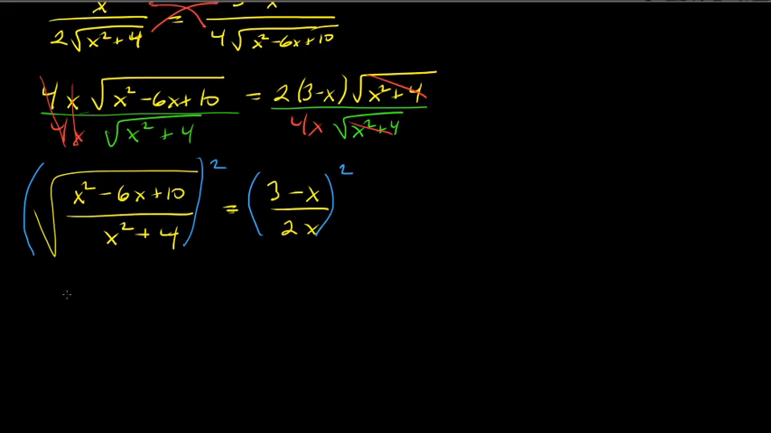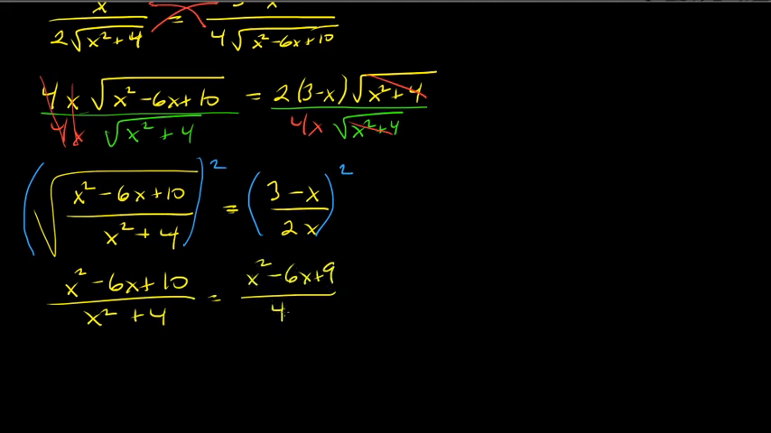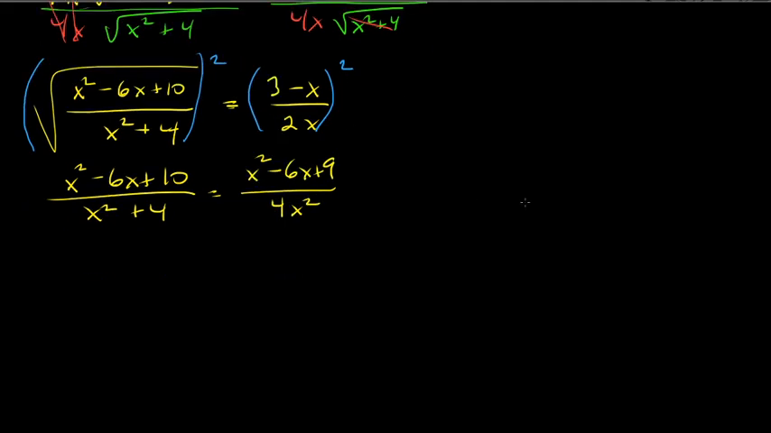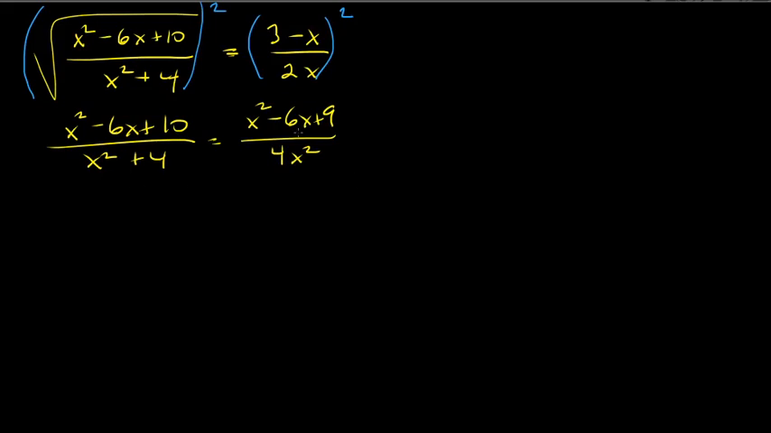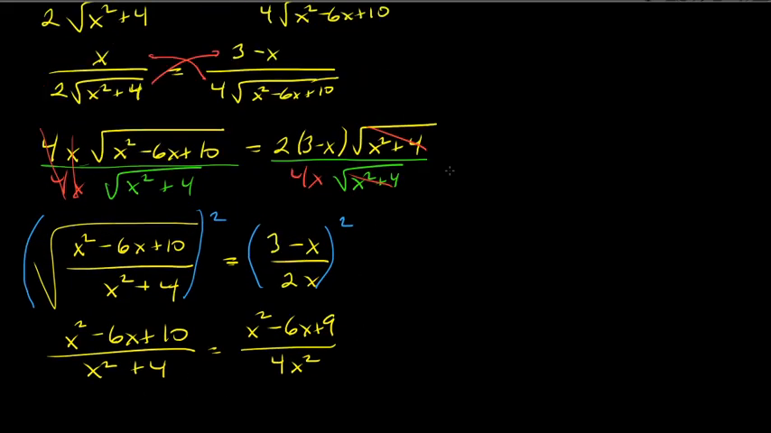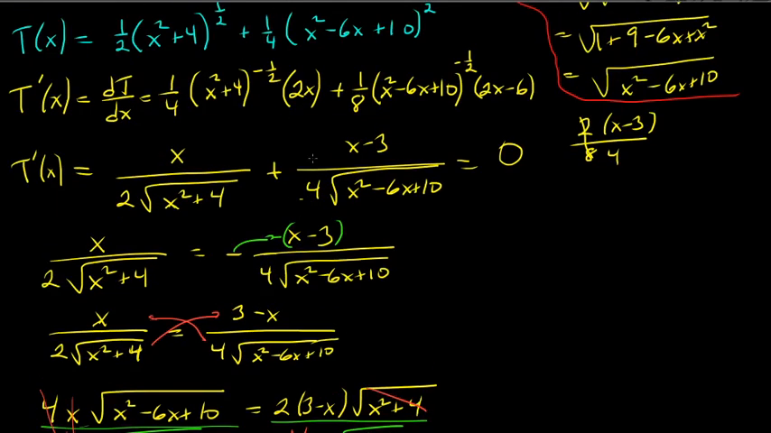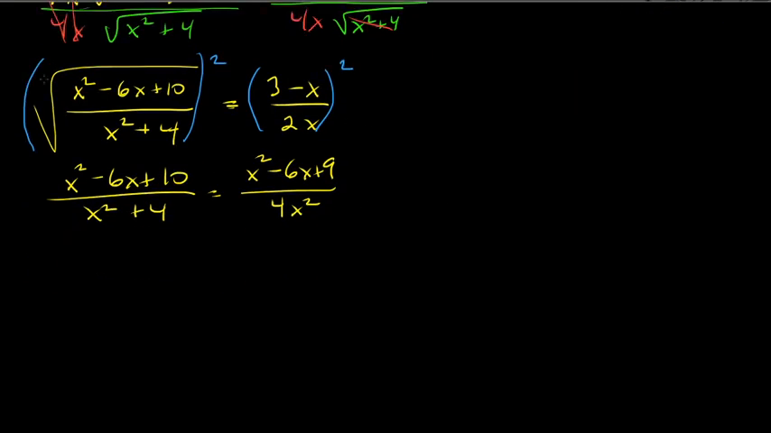So the left side is just this. The right side, well, now we have to expand this out, right? This is going to be x squared minus 6x plus 9 divided by 4x squared, right? You got to square the top and the bottom here, right? So again, doesn't look like we're making much progress here, does it? Except we got rid of the pesky square roots. No more square roots, right?